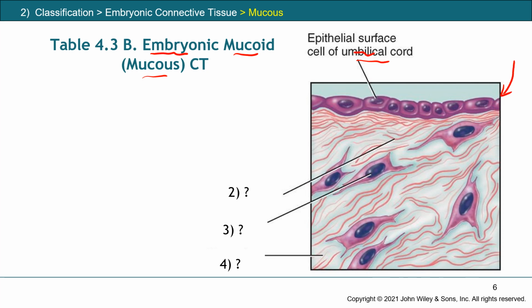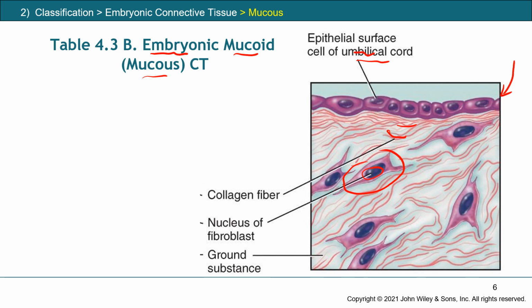Okay, so it's the same thing. So second, you see these lines that are representing the most common fiber that we find, that is collagen. Then in three, they're pointing at the nucleus of the most common cell that we always talk about in connective tissue, that is the nucleus of the fibroblast. And finally, in four, the white region, super easy, is the ground substance.